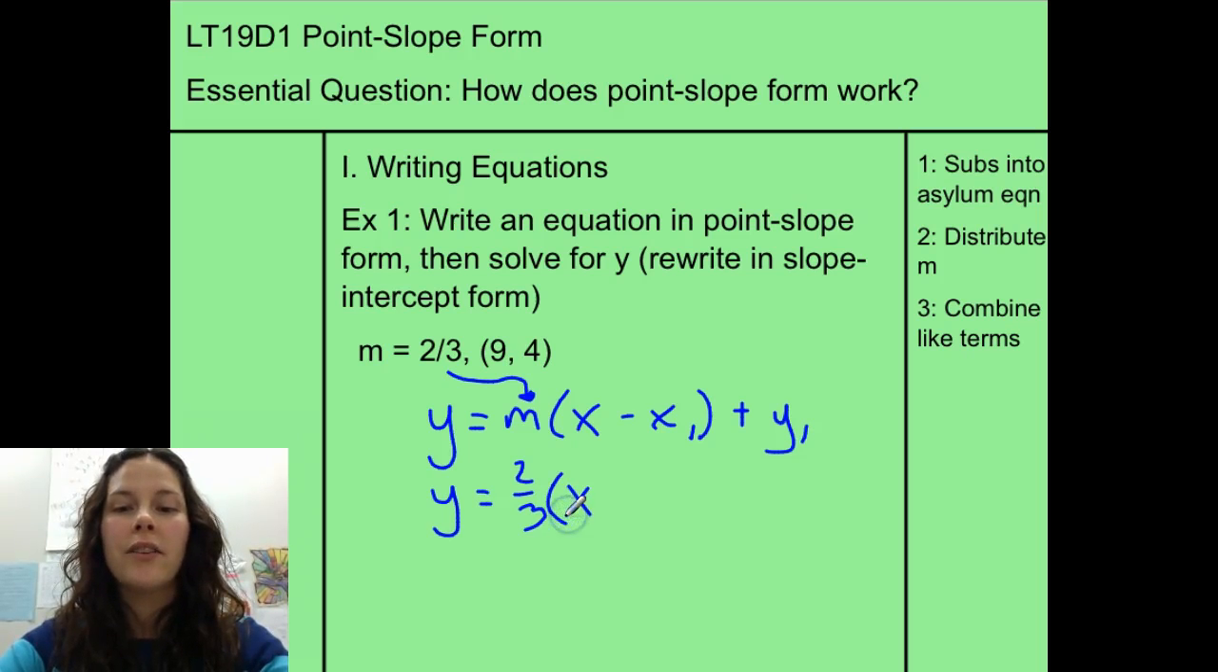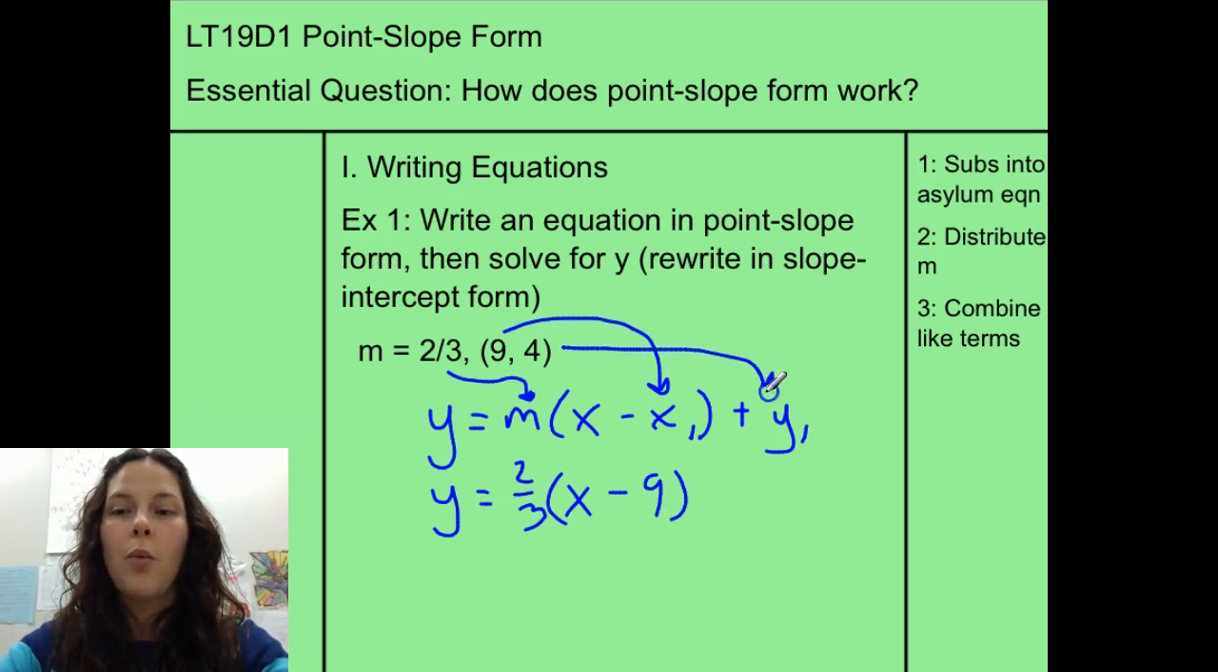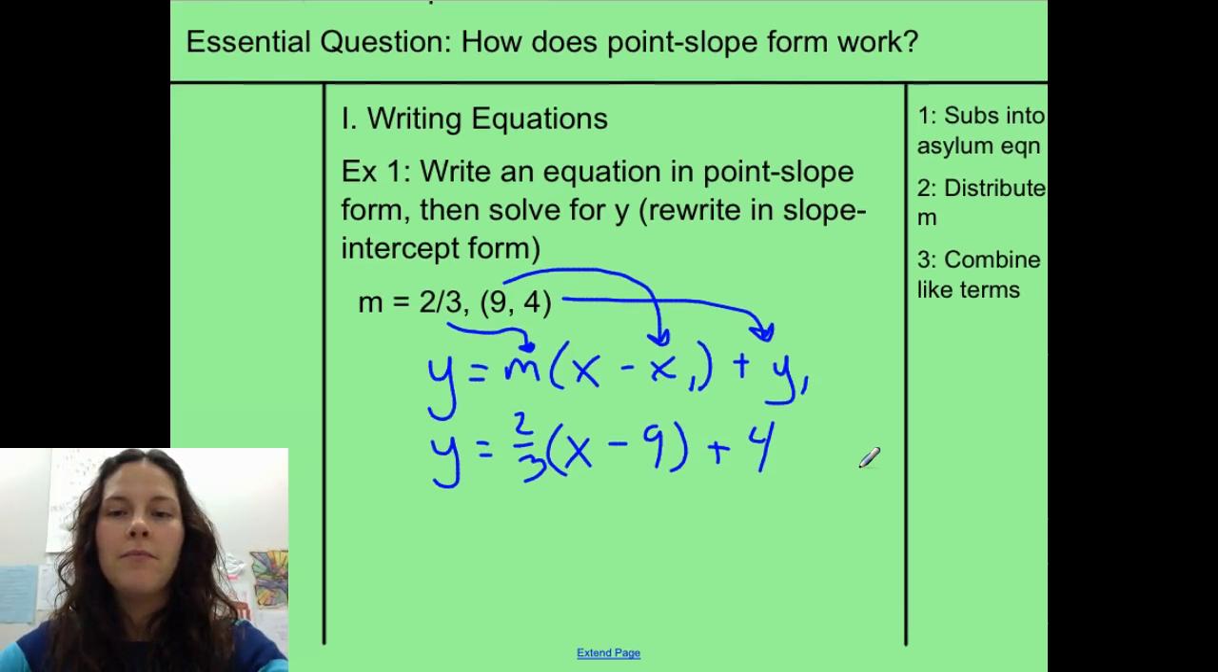X and y are variables. The x1 and y1 are what change to numbers. So the x coordinate of our line is 9. 9 is positive, but when it goes inside the asylum and gets grouped with the x, it becomes negative. And then our y1, our y coordinate, is positive 4. It's outside the asylum, so it stays normal, it stays positive. So here we have it substituted into point-slope form, and then we're going to solve for y.